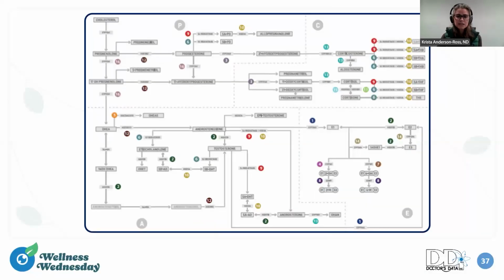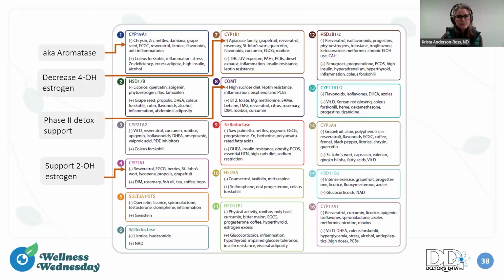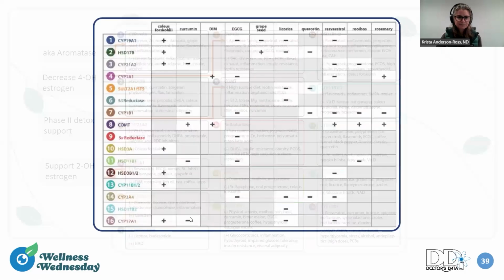Here's another view of the entire pathway chart that's color-coded specifically by each individual enzyme. And here are those enzymes. Another view of supporting or suppressing. Here we're looking at aromatase, which we want to suppress or modulate. We want to decrease 4-OH estrogen in this patient. We want to address phase 2 detoxification, and we want to support 2-OH estrogen, which is protective.